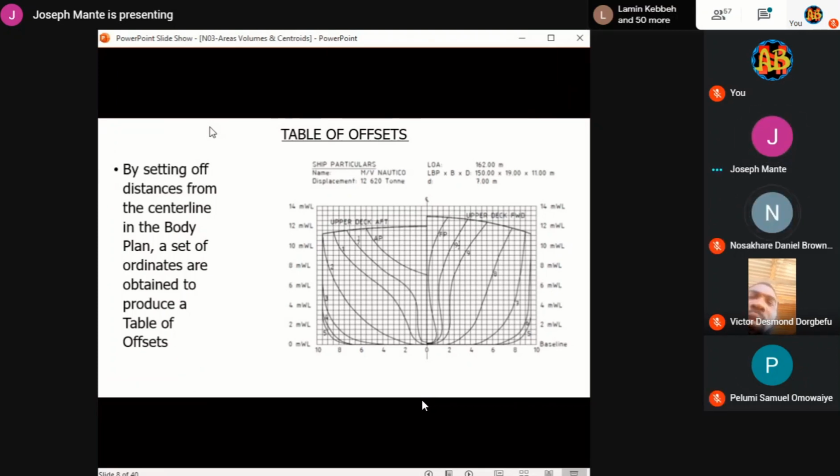Okay. All right. You see, we have what we call offsets. We have what we call table of offsets. All right. The diagram that you are seeing, what line plan is that?